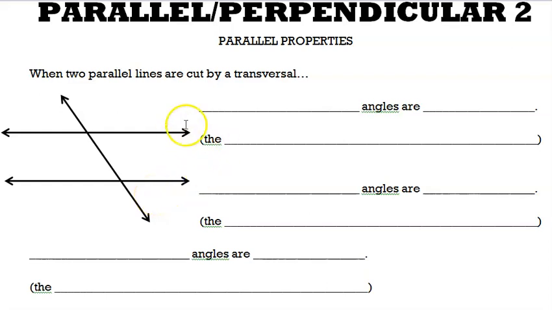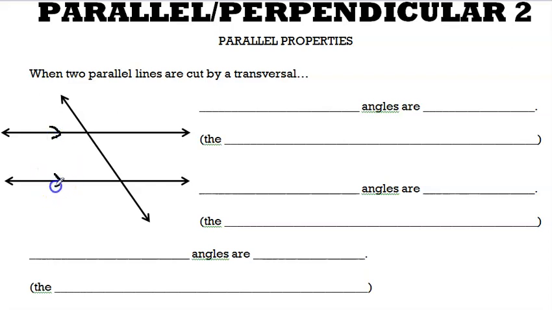Today we're going to work on the second note sheet out of the parallel and perpendicular chapter, and we're going to talk about the properties of parallel lines. Now, in the first lesson, we just talked about what it meant to be parallel and what it meant to be perpendicular. Now we're actually going to put it to use.